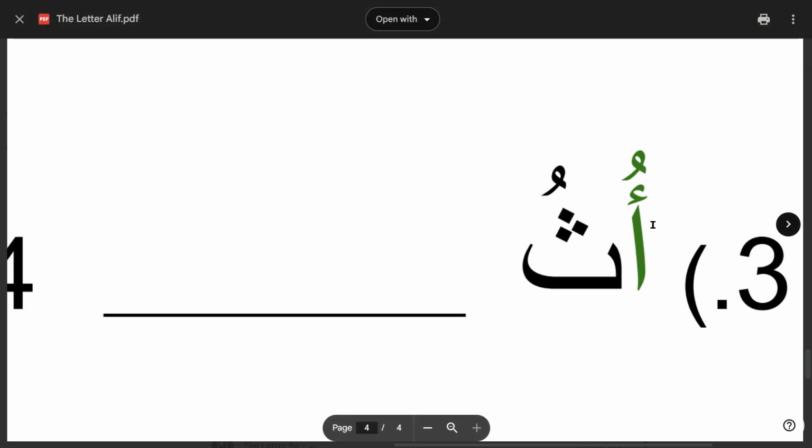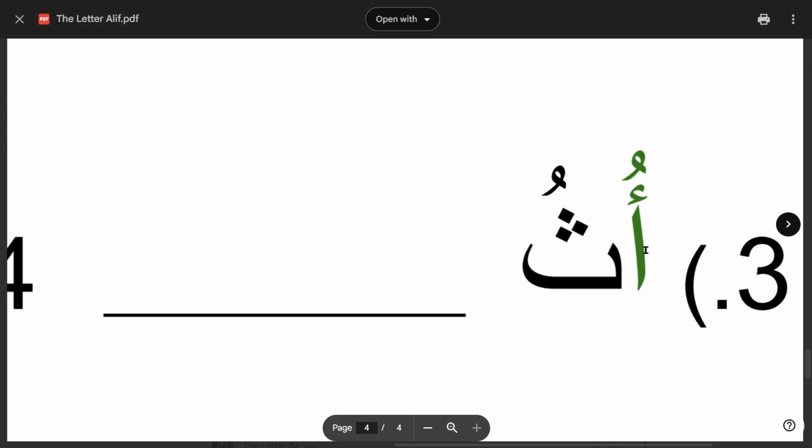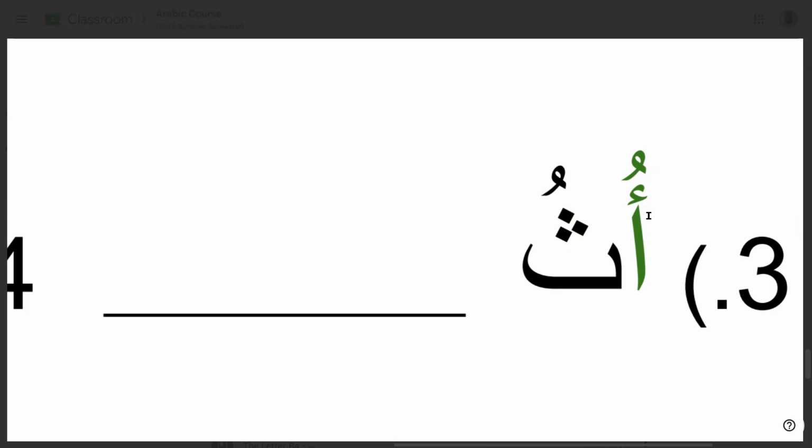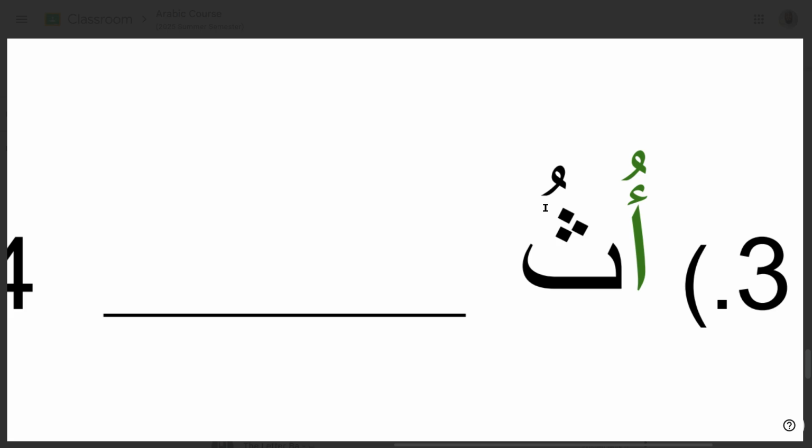What's Alif with the Dhamma? All right. Alif with Dhamma, U. This is an U, correct? Tha with a Dhamma, Thu. Good job. How do you say it together? Uthu. That's it. We have Alif with Dhamma, which turns into a U sound, and we have Tha with a Dhamma, Thu.